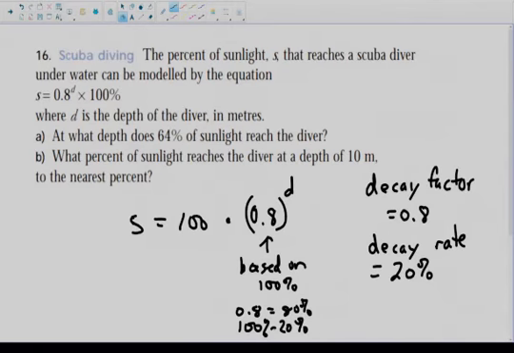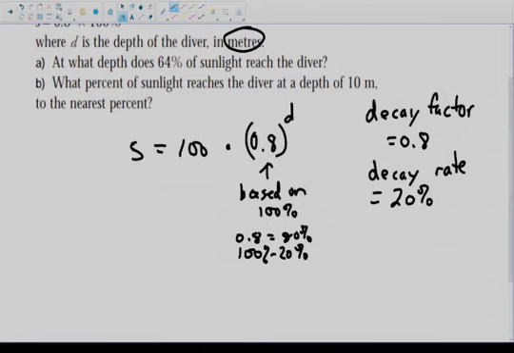And I know that's confusing, okay? The decay factor is 0.8. That's what we put here. But the actual rate of decay is how much the water blocks the sunlight. Well, it's blocking the sunlight by 20% as you go down. Every, I don't know, do they have, yeah, it's in meters. So every meter you go down, you're blocking the sun by 20%. That might make more sense when we see some more decay questions in the questions that I have coming up.